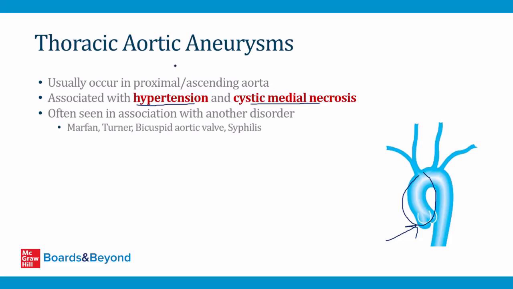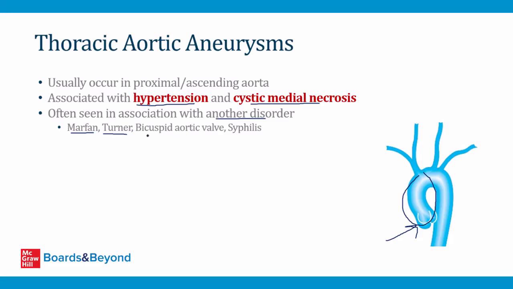In addition to hypertension, these thoracic aneurysms are often seen in association with other disorders. For example, Marfan syndrome, which is a connective tissue disorder I talk about in the cell biology section, that commonly leads to aortic aneurysms in the thorax. Turner syndrome is a genetic condition I talk about in the genetics section, but children born with this condition can have coarctations of the aorta. They can have bicuspid aortic valves, and they also can develop thoracic aortic aneurysms.